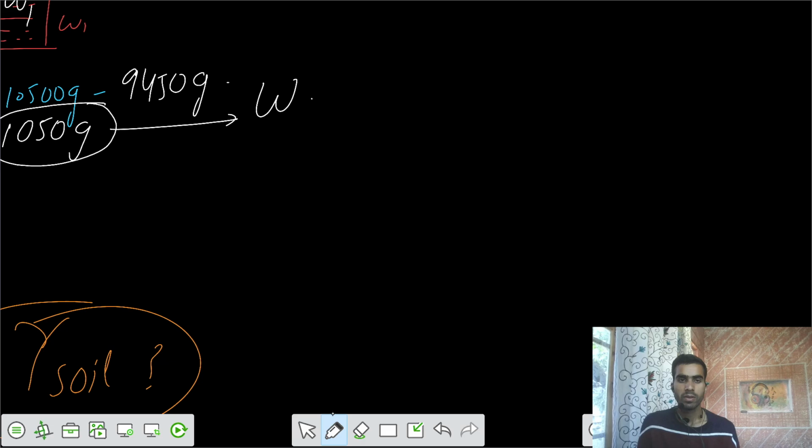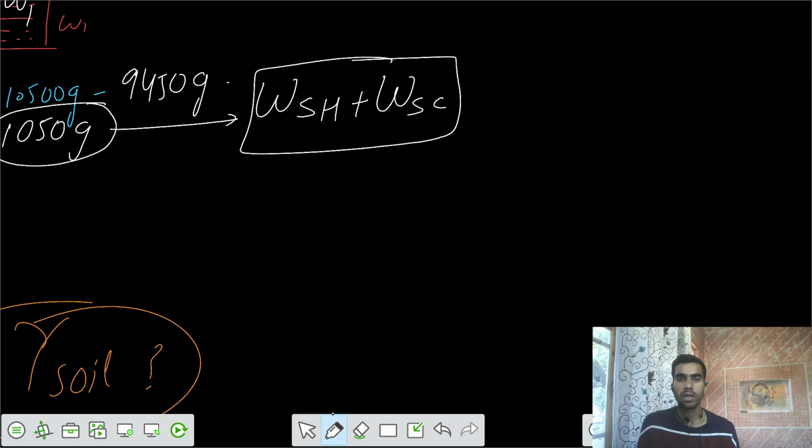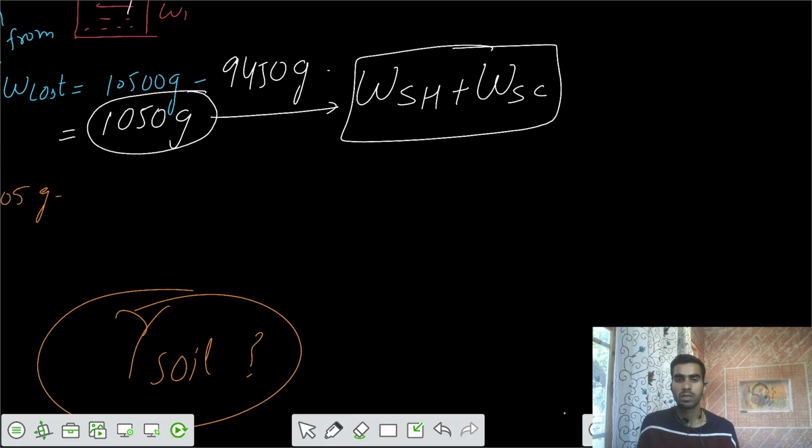We can conclude that this is the weight of sand in the hole plus the weight of sand in the cone. So this is the sum of the two.